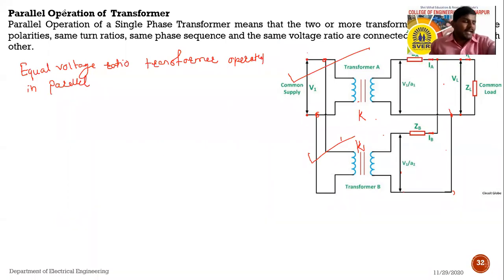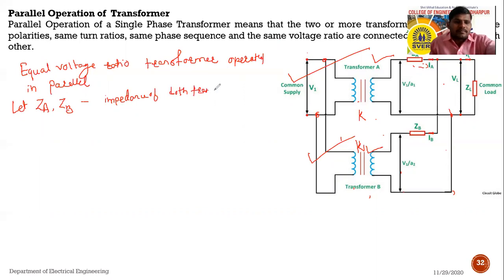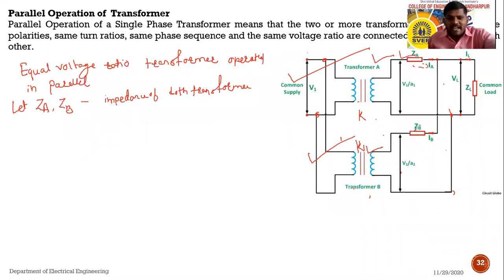So first of all, we will write that. Consider this is transformer A and this is transformer B. Here it is shown, transformer A having an impedance of ZA and transformer B having an impedance of ZB. That means ZA and ZB are the impedances of both the transformers. In the diagram I have already shown the impedance of transformer A is ZA and the impedance of transformer B is ZB.